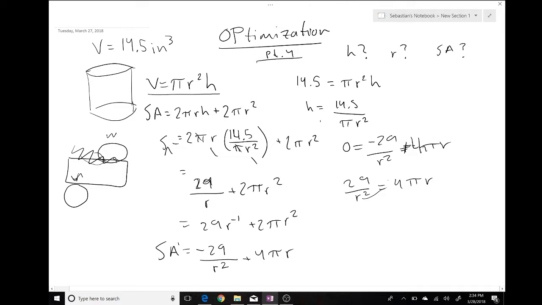You move this to the other side, multiplying, so you're left with 29 equals 4 pi r to the third, and you divide that by 4 pi now, and that leaves you with r cubed equals 29 over 4 pi, which simplifies to 1.32 inches. So that will be your radius.